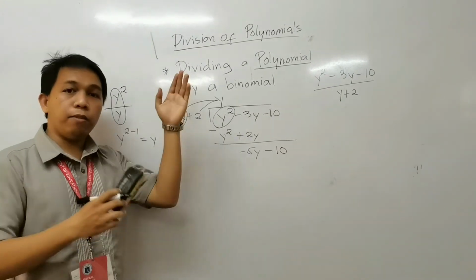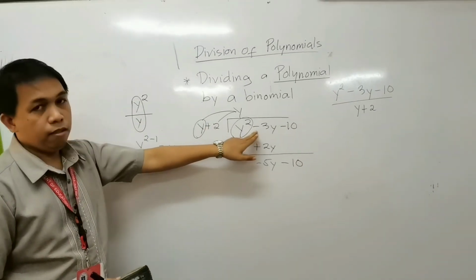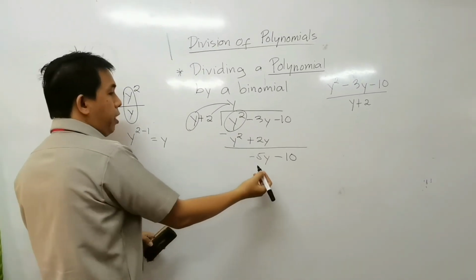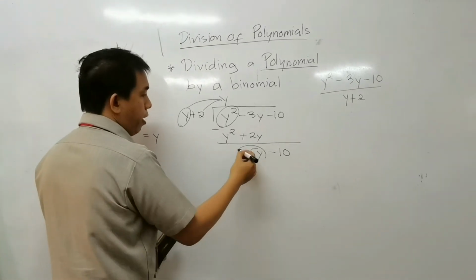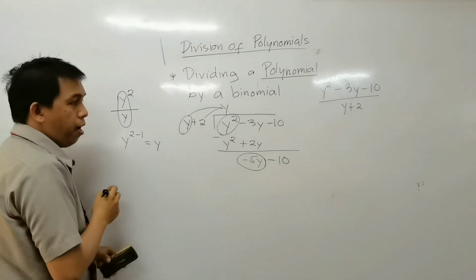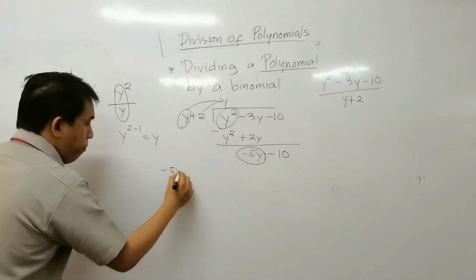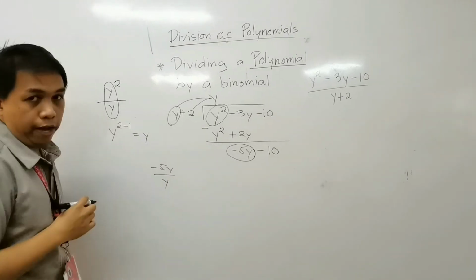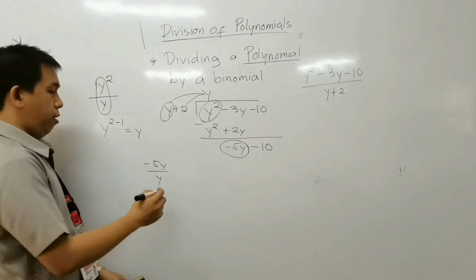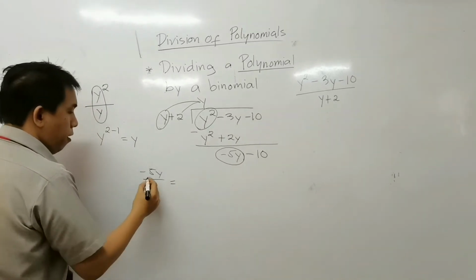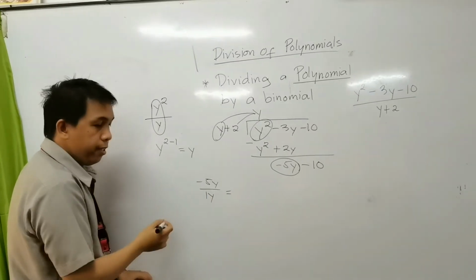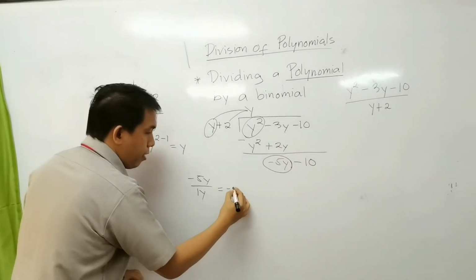Next, same process that we have done here. Going back to the step 2 process, find the biggest degree here. We have the negative 5y, and the biggest degree in the divisor is y. So, we have negative 5y divided by y. Negative 5 divided by 1: again, if you have not seen any coefficient, it is considered as 1. So negative 5 divided by 1 is negative 5.